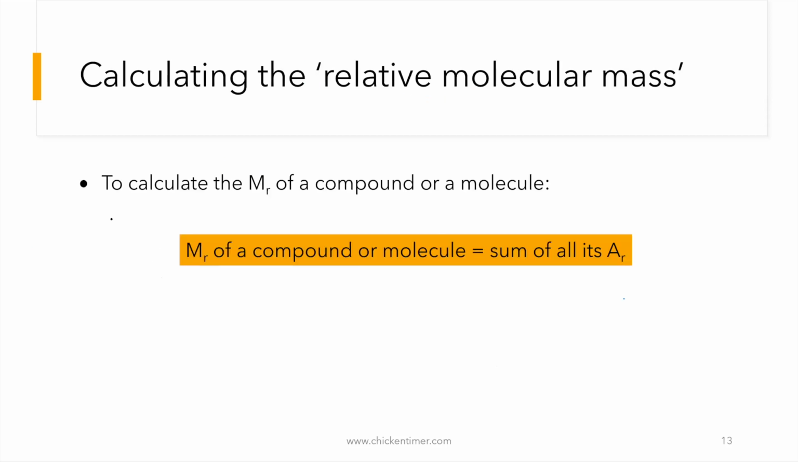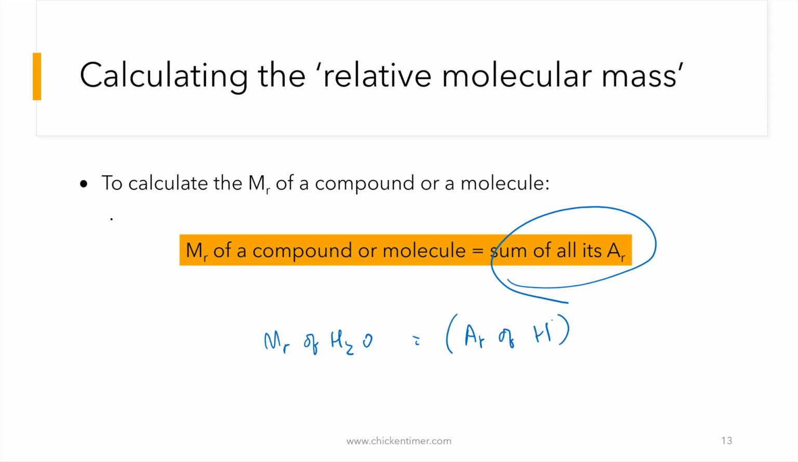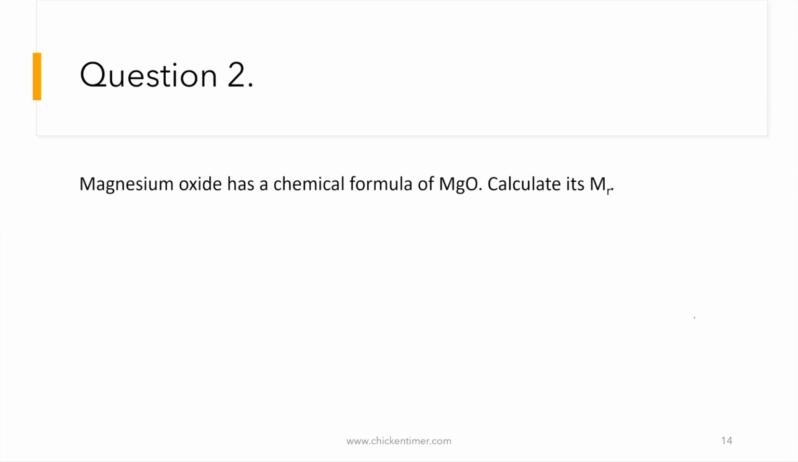Next, if you want to calculate the relative molecular mass of a compound or a molecule, you just sum up all the atomic masses. Just now I said the Mr of water. The example I gave you is the atomic mass of hydrogen, 1 + 1 + 16: 2 times the Ar of hydrogen plus 1 times the Ar of oxygen. That's how you get 1 + 1, then 18. Why 1 + 1? Because there are 2 hydrogen atoms.